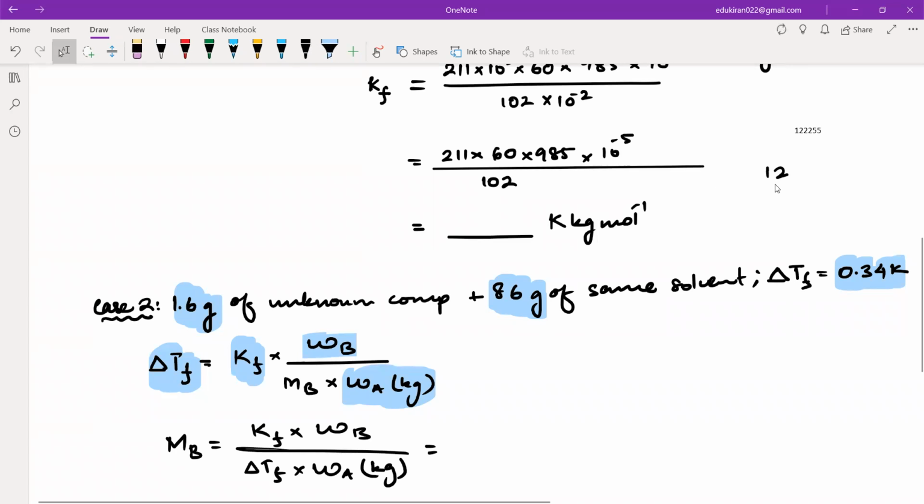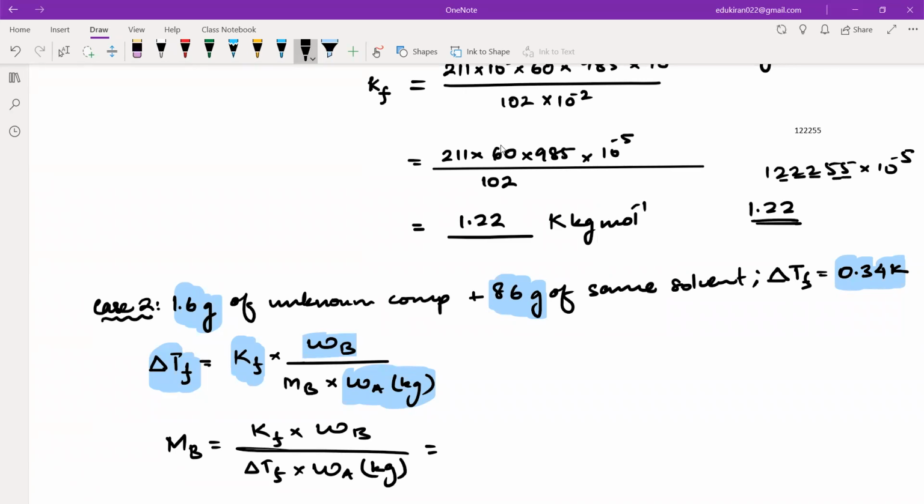You have 1.22 Kelvin kg per mole. Yes or no? Yes, sir. That's the right answer, correct. Just need to plug in the value here. MB will be equal to 1.22 into WB, which is 1.6 grams, divided by delta TF, which is 0.34 Kelvin, into WA in kg, which is 0.086.